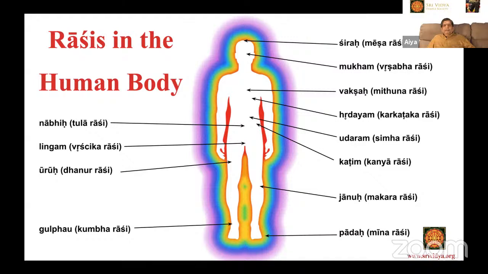Udaram, stomach, Simha Rasi. Kadi, waist, Kanya Rasi. Lingam, Vritti Rasi. Danud, Uru, thigh. Janu, knee. Knees, Makara Rasi. Gulf of ankles, Kumbha Rasi. Meena Rasi, Padam. Now, just like this, planets also are situated in various parts of the body.